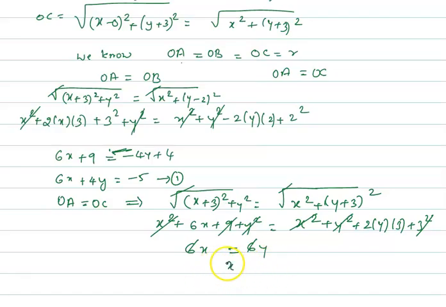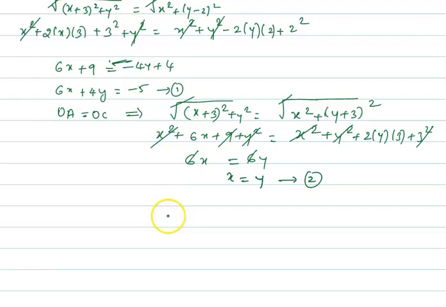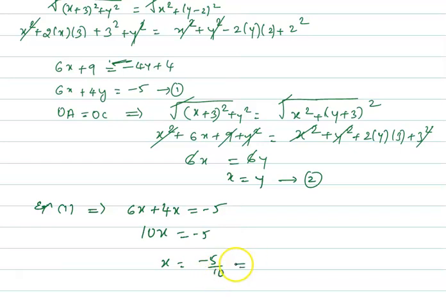Either you can write x minus y equal to 0 and then solve by the elimination method, otherwise you can substitute x is equal to y in equation 1. Now equation 1 becomes 6x plus 4x is equal to minus 5, 10x is equal to minus 5, x is equal to minus 5 by 10, that is equal to minus 1 by 2, and it is nothing but y. Therefore, the coordinates of the center are minus 1 by 2 comma minus 1 by 2.